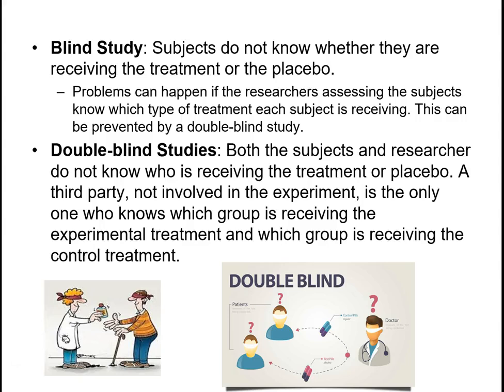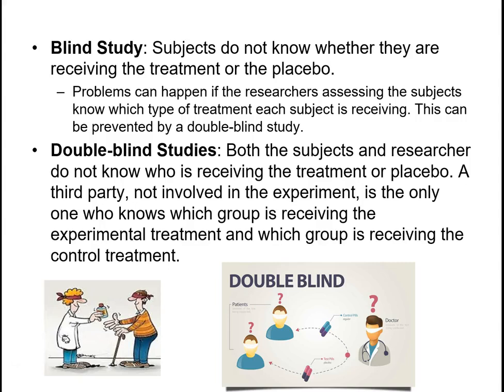So a blind study where the subjects do not know what they're getting kind of reduces that unconscious bias. But there can be problems because the researchers know who's getting what. And so the researchers can subconsciously treat each subject differently because they know what they're getting. This can be prevented by having a double-blind study. So this is where neither the subjects nor the researchers know who's getting what treatment, either the treatment or the placebo. A third party who is not involved in the experiment outside of just data analysis is the only one who knows which group got the experimental treatment and which one got the placebo.